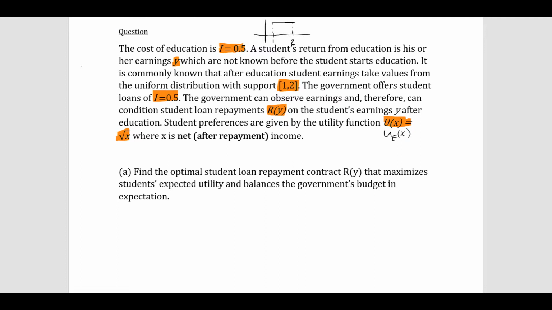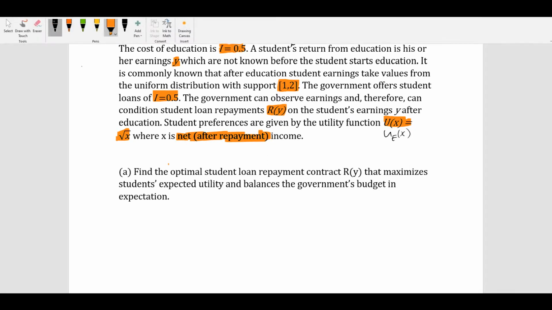Now that's actually a really important point. That basically means we don't put Y in. We're going to have to put in Y take away R of Y, because it's the money they have after they pay back their allocated amount every month. So let's make a start with the first part of this question.